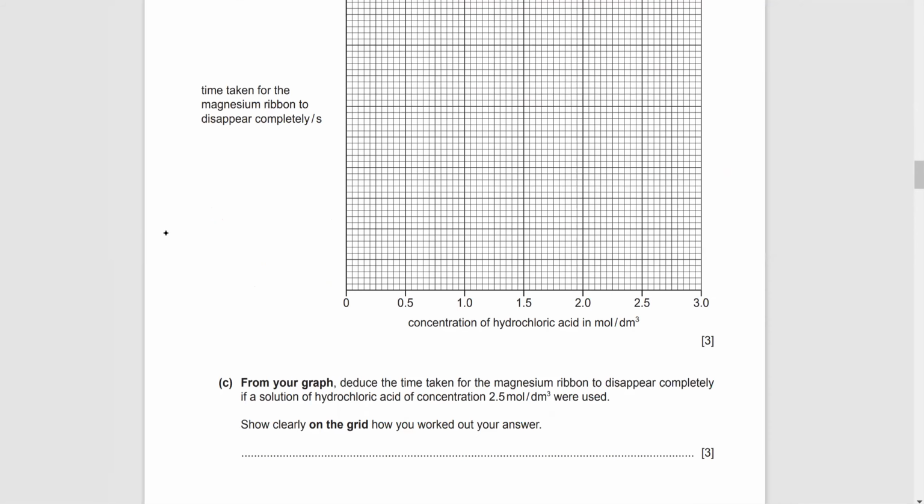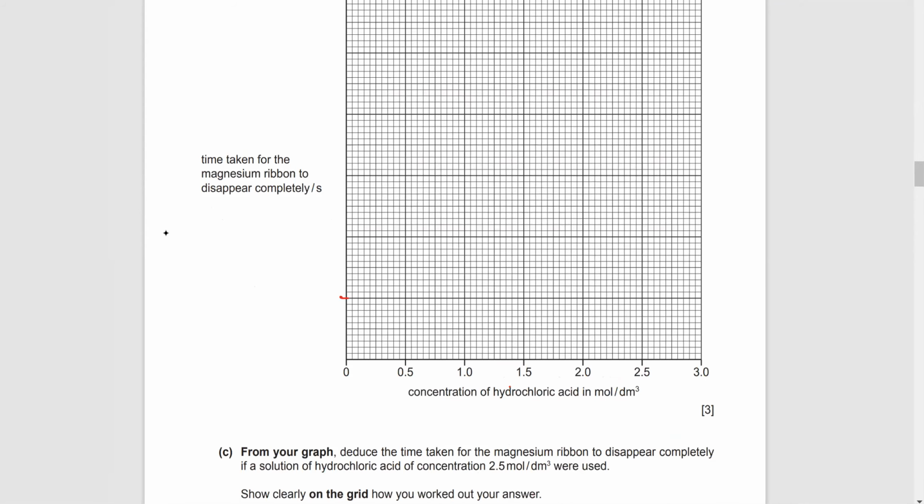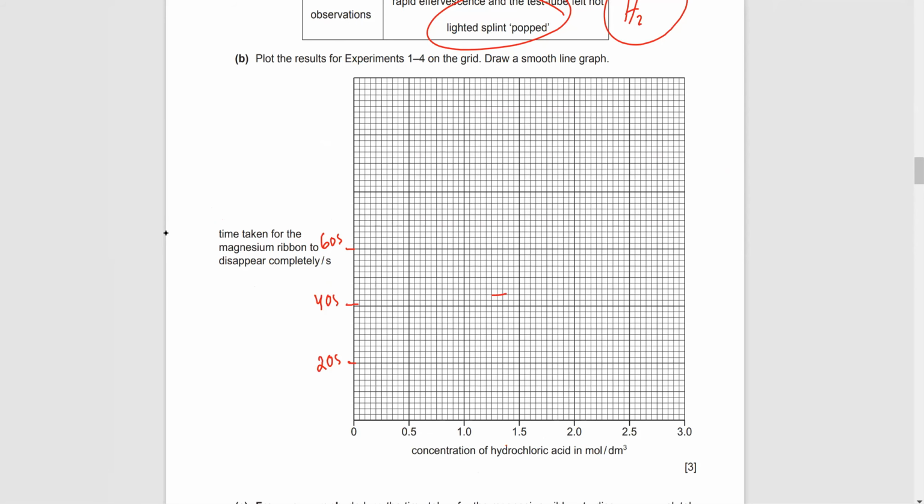I said when you're plotting graphs, one box should be 20 seconds because we have to go up till 98 seconds. This would be 40 seconds. This would be 60. And so on. This is 80. And this one is 100. Make sure the scale is big enough. It should cover most of the values and most of the graph paper as well. All of the values and most of the graph paper. So 20 seconds is a fine scale.